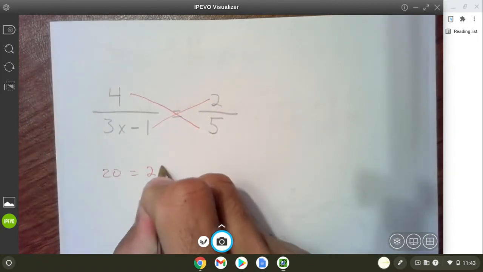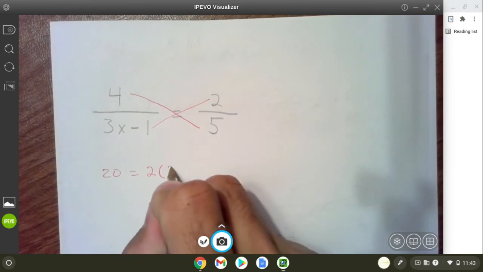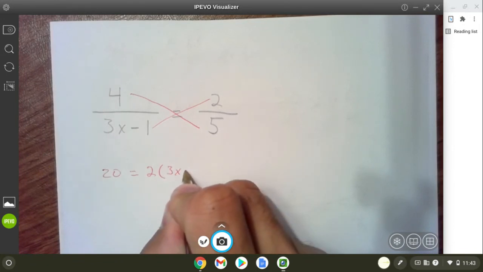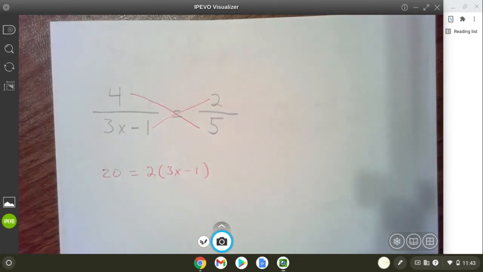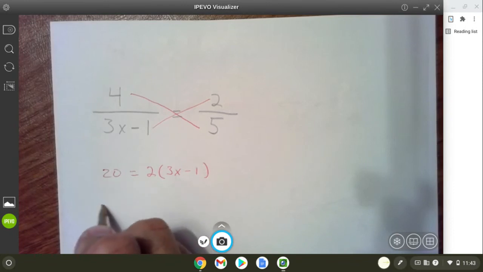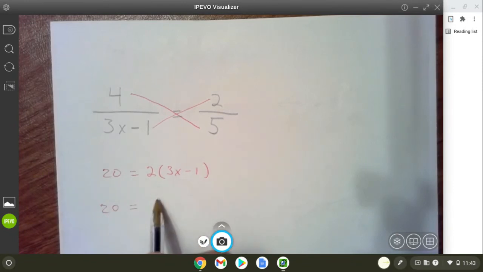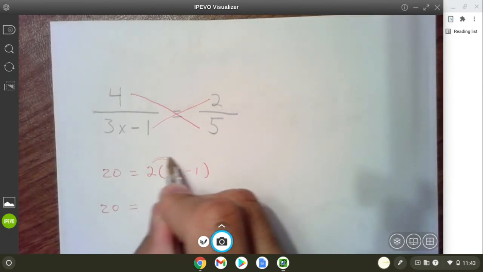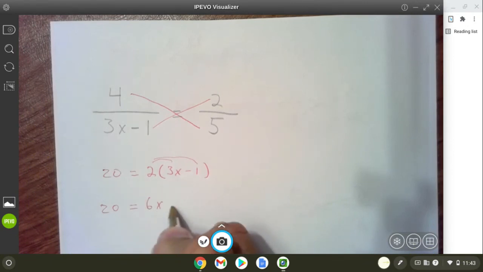And then we're going to do 2 multiplied by this whole thing. All right. So I'll write it in steps here. 2 multiplied by the entire 3x minus 1. So this just tells me that I have to use the distributive property on the right-hand side. 20 is equal to, if I distribute my 2 inside, I get 6x minus 2. And then it's a little two-step equation. Add 2 to both sides.